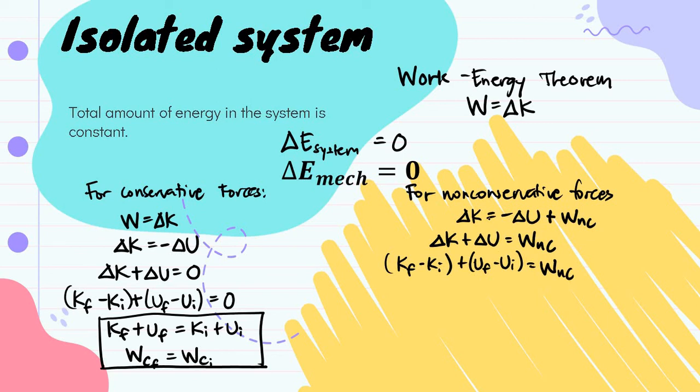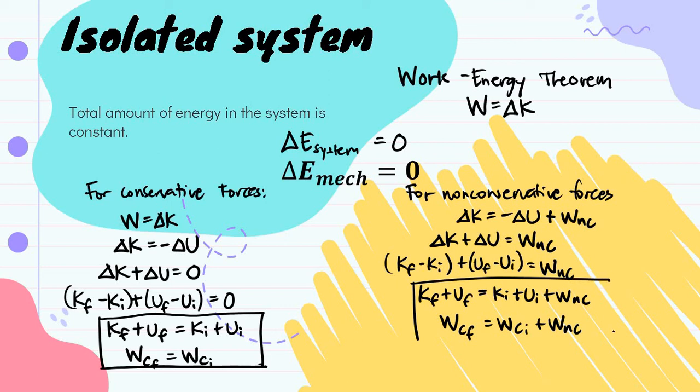And then we transpose these negative quantities into the right side of the equation. So final kinetic energy plus final potential energy is equal to initial kinetic energy plus initial potential energy plus work done by non-conservative force, and then summarize this equation into work done by conservative force final is equal to work done by conservative force initial plus work done by non-conservative force. Alright, and this is now our final equation for non-conservative forces in an isolated system.